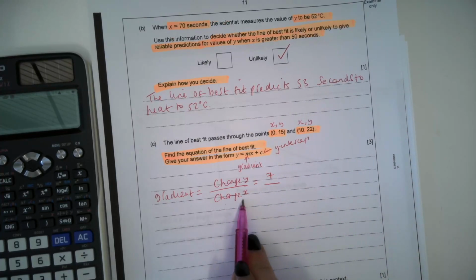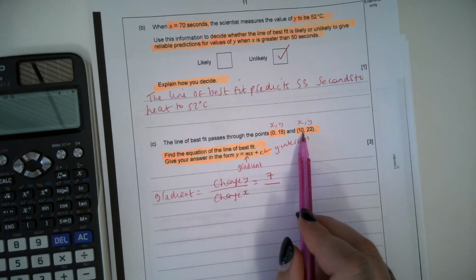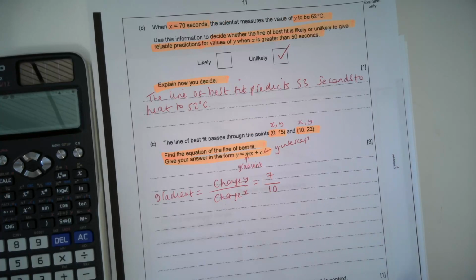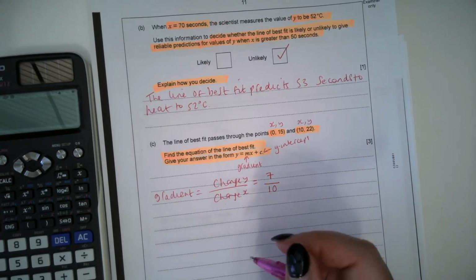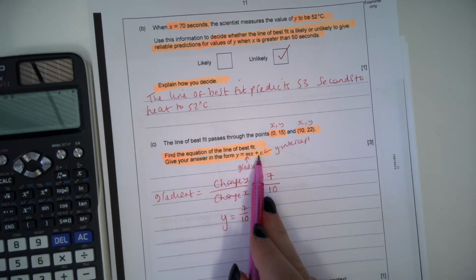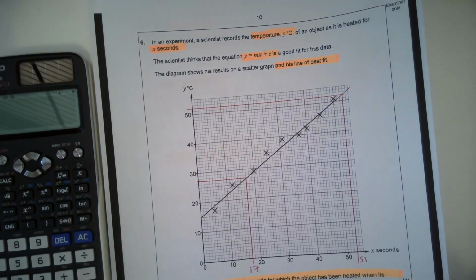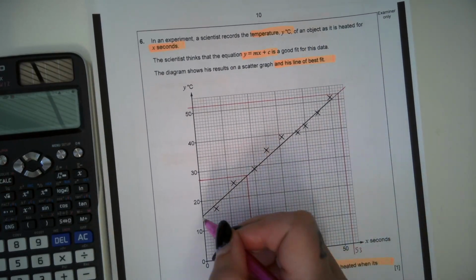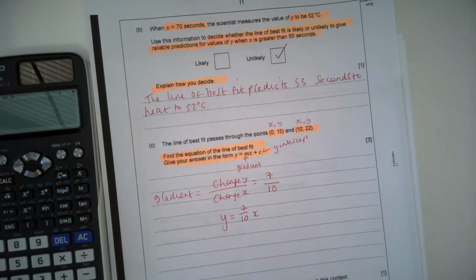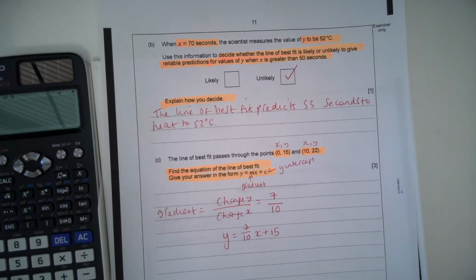Now we need to look for the change in x. So x starting at 0, but then going up to 10, so it's gone up by 10, so the change in x is 10. So our gradient is 7 over 10, so we can write y equals 7 over 10 x, but we need our y-intercept, guys. We can get that from our graph nice and easy. The y-intercept is where it cuts the y-axis, which is at that point there, which is at positive 15, so we're going to put positive 15 as our plus c.